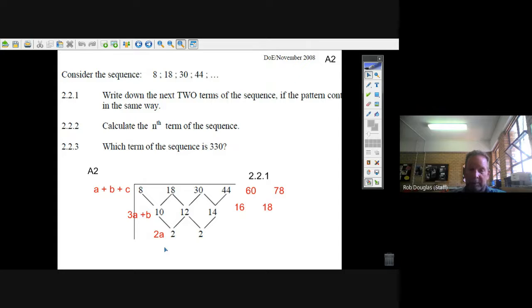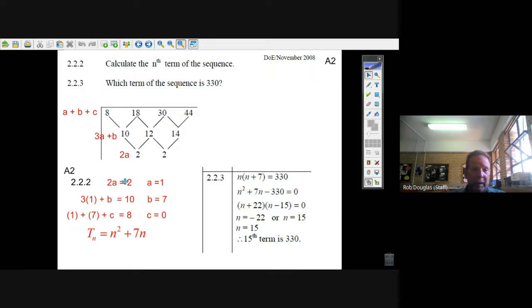Now you've got to memorize this trick here for figuring out the nth term of a sequence. It's really fast. You just write 2a equals the first second difference. It's always the same number. You always write 3a plus b in front of the first difference, the 10. And then in front of the first term, you write a plus b plus c. And here's what you do. You go 2a equals 2 and you solve the equation. Oh, a must be 1. And then you take that 1 and you put it back in here. 3 times 1 plus b, and you let it equal 10. Well, that's 3. You subtract 3 from both sides and you get b is 7.